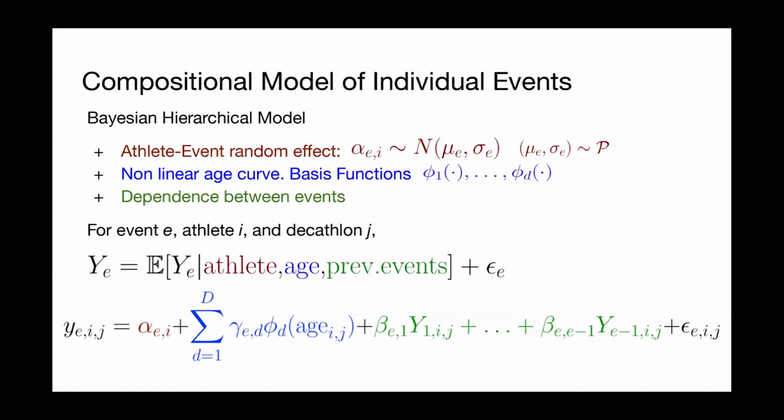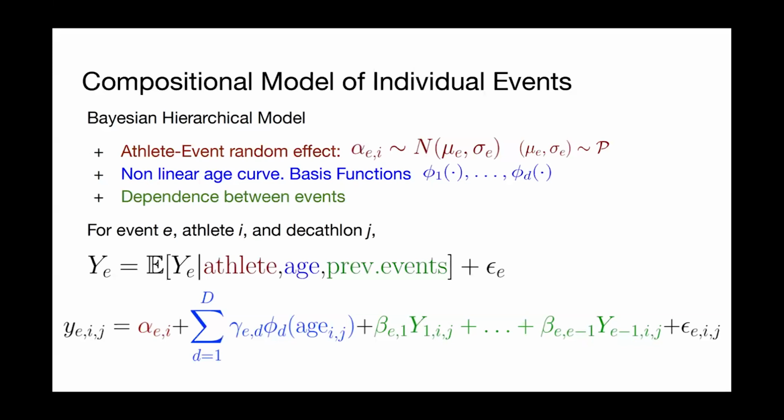We also allow for nonlinear age progression. Specifically, we use cubic polynomials for our age terms, and this naturally captures the improvement and regression of athletes as they grow older. And finally, we have dependence between events. So for event E, we include terms for how the athlete did in their first event, second event, all the way on until the immediately preceding event, E-1.